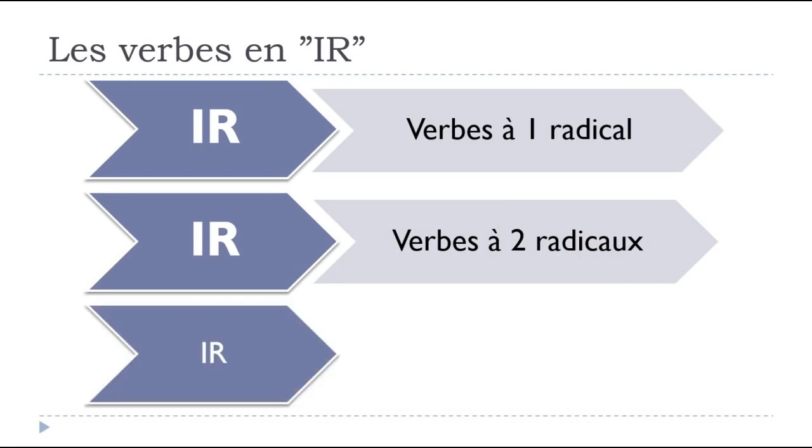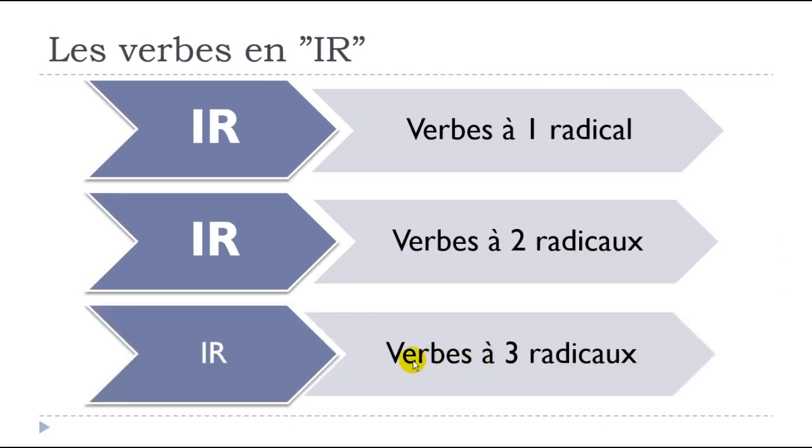Don't worry. And then this third group, oh, it's a strange one here. We're talking about les verbes à trois radicaux. In that case, they are the most tricky ones. But don't worry, we'll manage to understand how it works. So let's see now, and we'll start with the easy thing, les verbes à un radical.